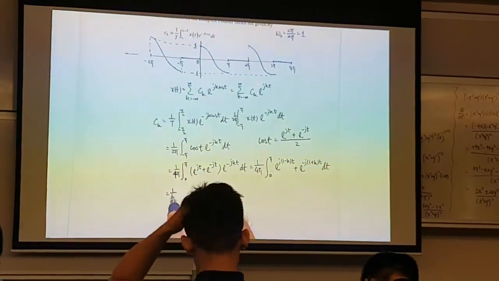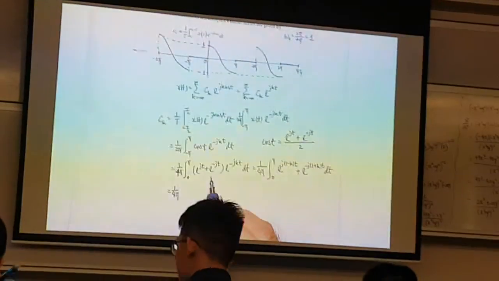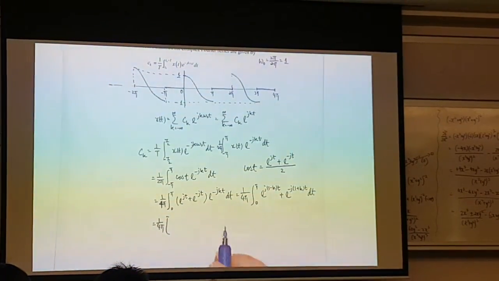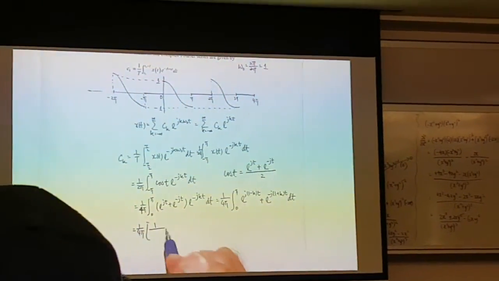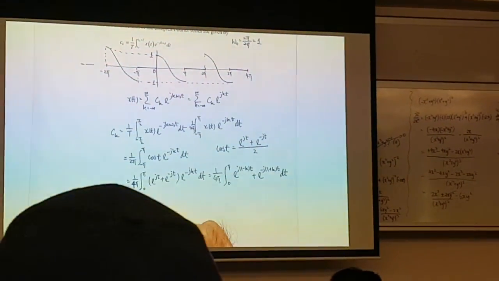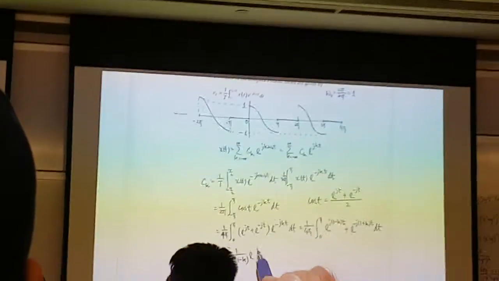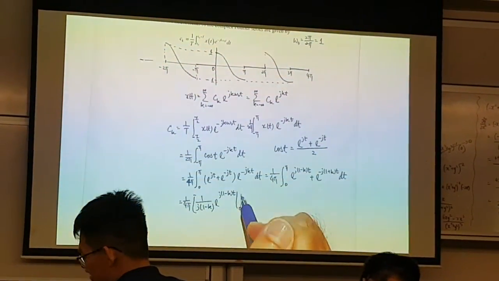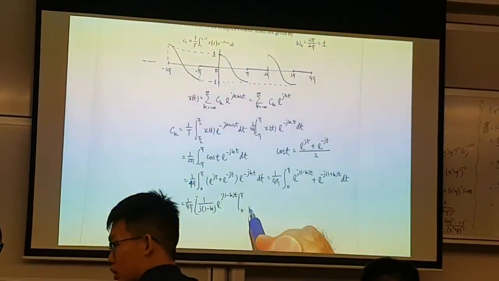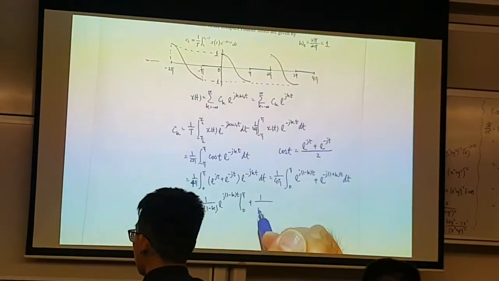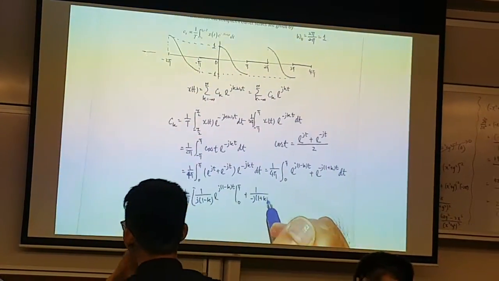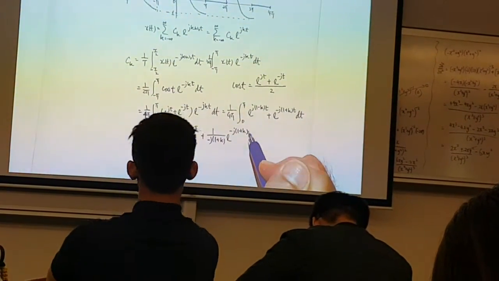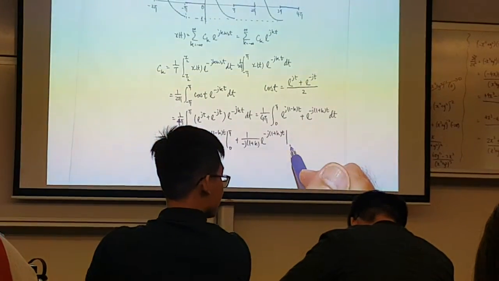Okay, so you have 1 over 4 pi. Now if we try to differentiate this, this will be 1 over j times 1 over minus k, e to the power of j(1 minus k)t, evaluating it from 0 to pi, plus this one is minus j(1 plus k), e to the power of minus j(1 plus k)t, also evaluating it from 0 to pi.